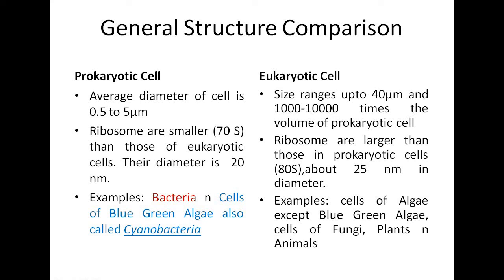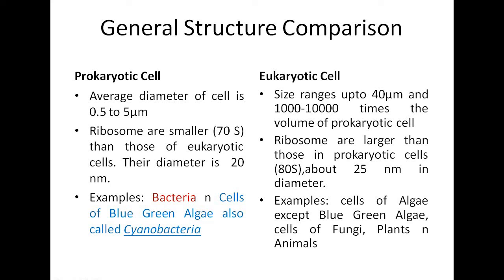Okay, this is the general structure comparison between prokaryotic and eukaryotic cells. The first point is about their size. The average diameter of a prokaryotic cell is about 0.5 to 5 micrometer. On the other hand, a eukaryotic cell is quite larger compared to a prokaryotic cell. It is about 40 micrometer in diameter, and about 1000 to 10,000 times in volume compared to a prokaryotic cell. So you can see that a eukaryotic cell is definitely quite larger than a prokaryotic cell.